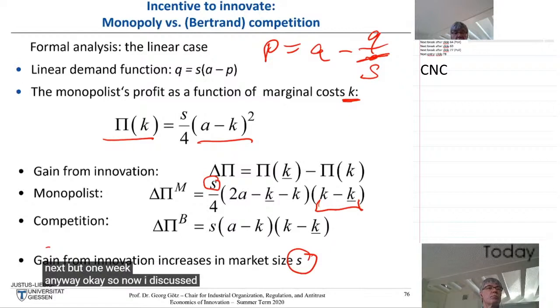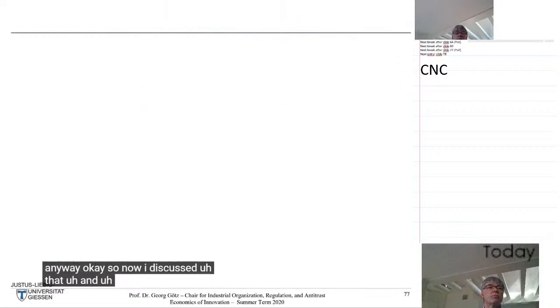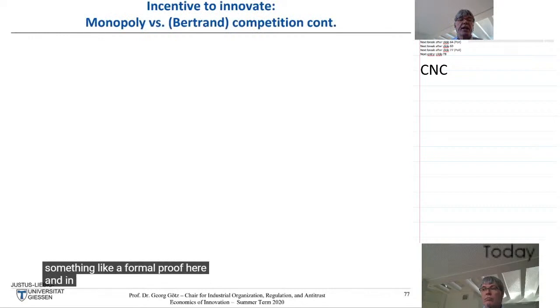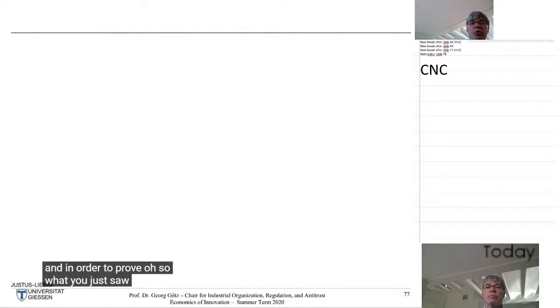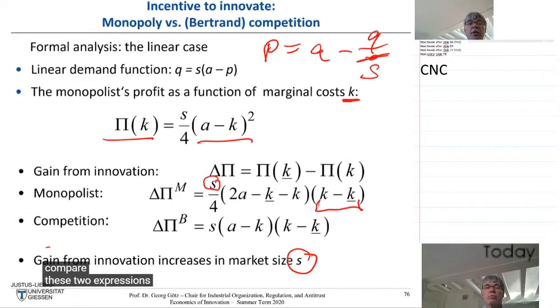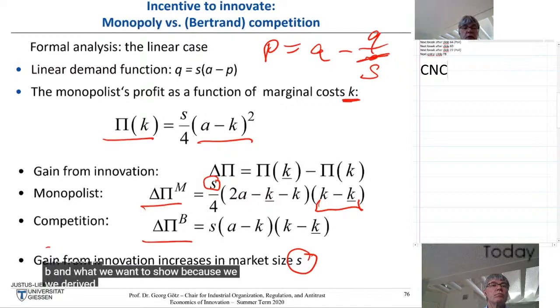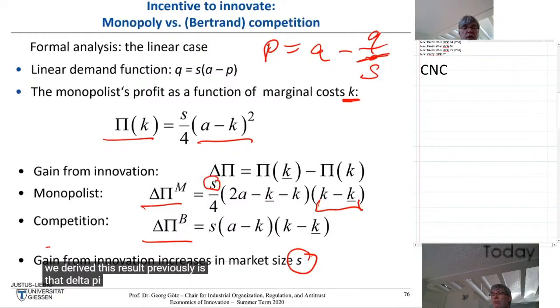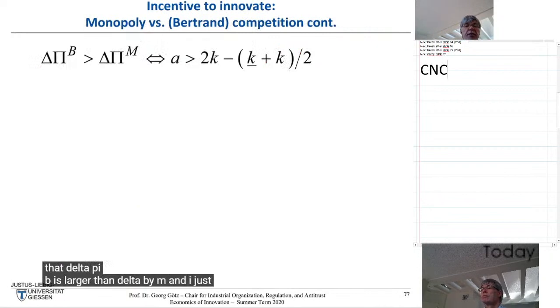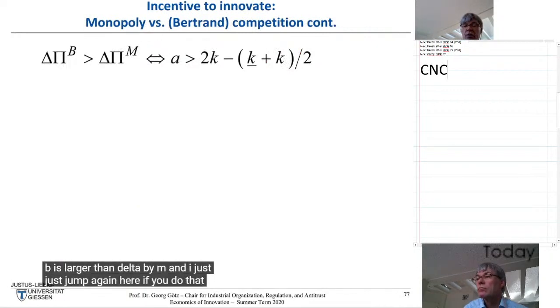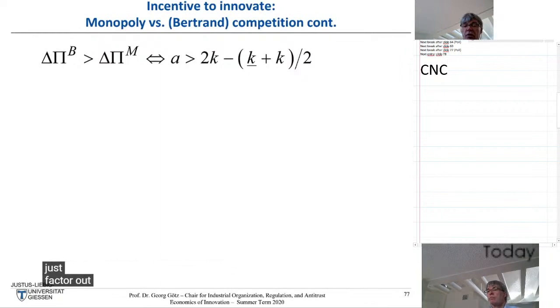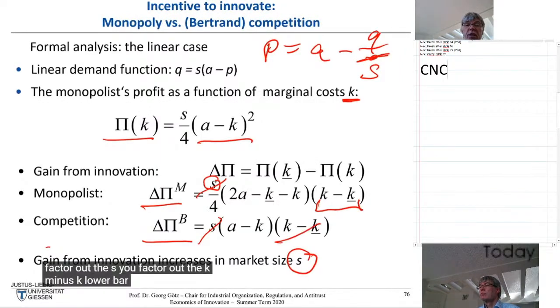Now of course we have to compare. We did this comparison previously, but we also want to give a formal proof here. You just compare these two expressions, delta pi m and delta pi b, and what we want to show, because we derived this result previously, is that delta pi b is larger than delta pi m. If you do that, you factor out the s, you factor out the K minus K lower bar, compare the remaining parts, and manipulate that a little bit.